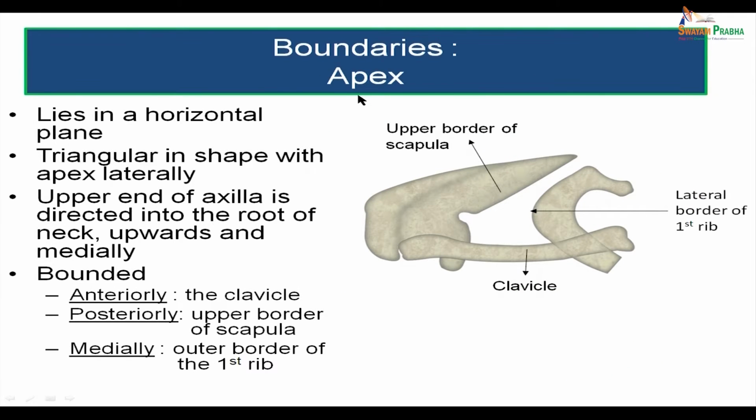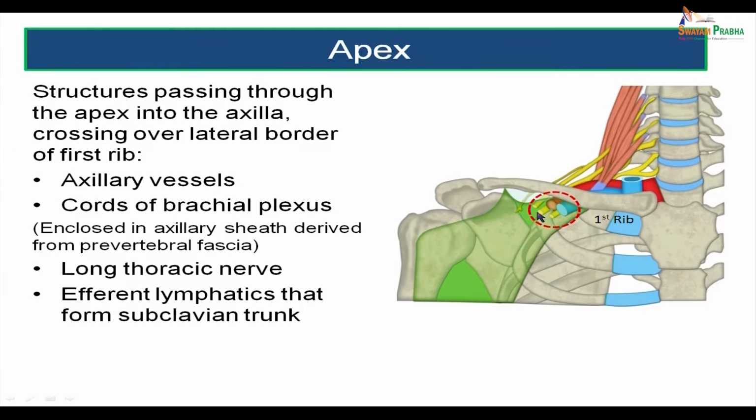So, first let us talk about the apex. The apex lies in a horizontal plane. It is triangular in shape with the apex pointing laterally. The upper end of the axilla is directed towards the root of the neck, upwards and medially. Then what are the boundaries of this apex? Anteriorly it is formed by the clavicle, posteriorly by the upper border of the scapula, and medially by the outer border of the first rib.